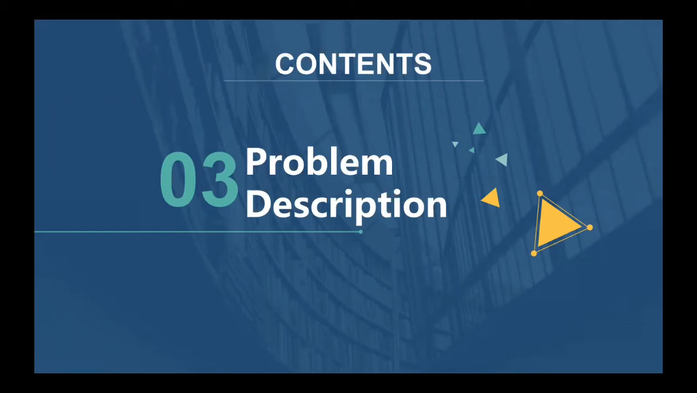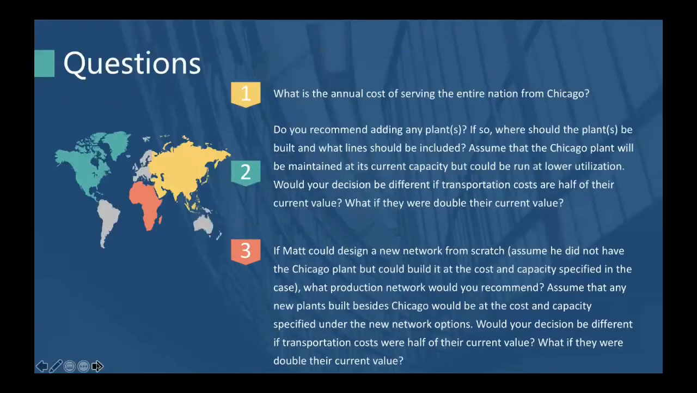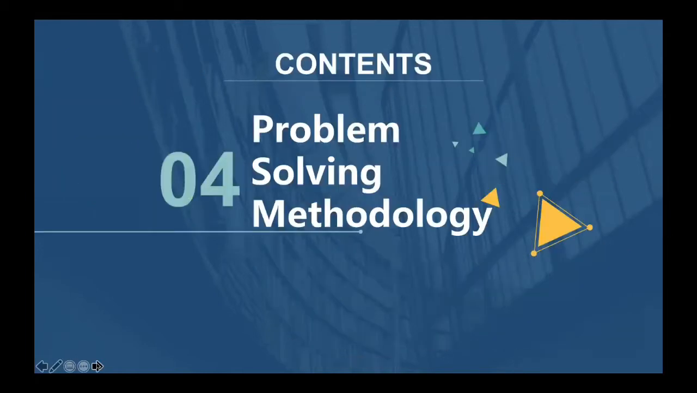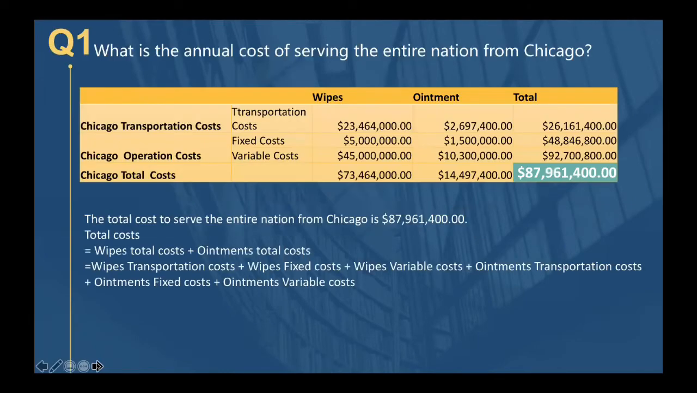Here are 3 questions. To answer these questions, we will use Excel to analyze. The first question, what is the annual cost of serving the entire nation from Chicago?